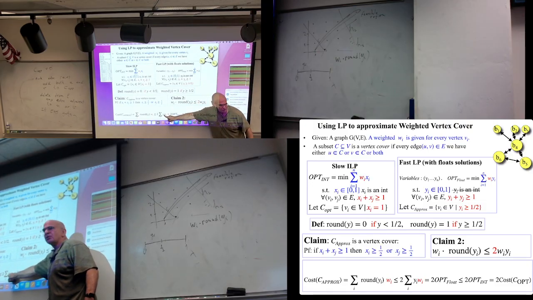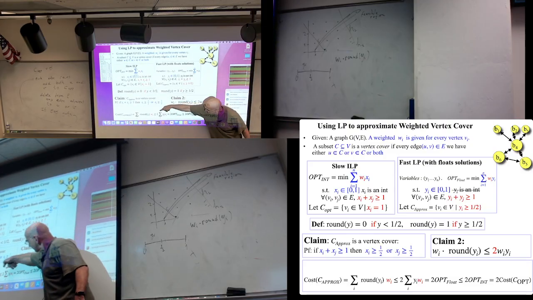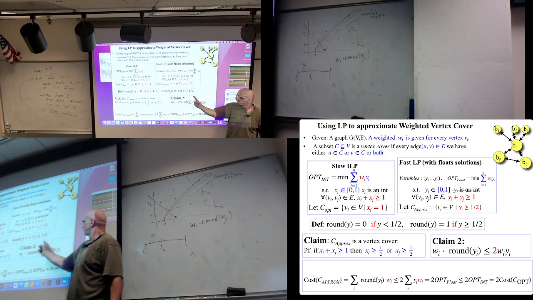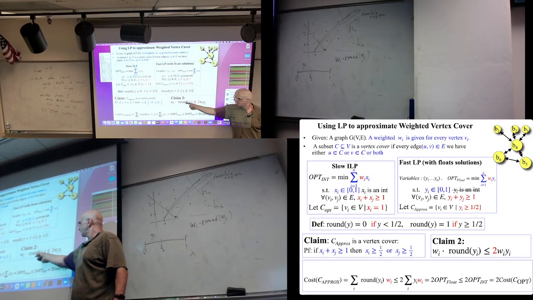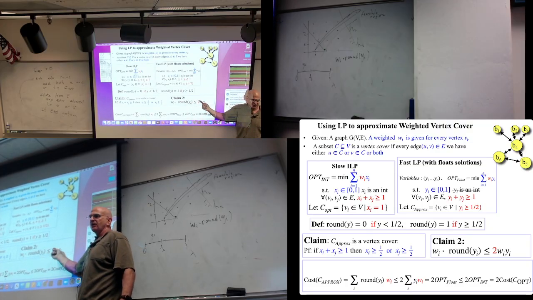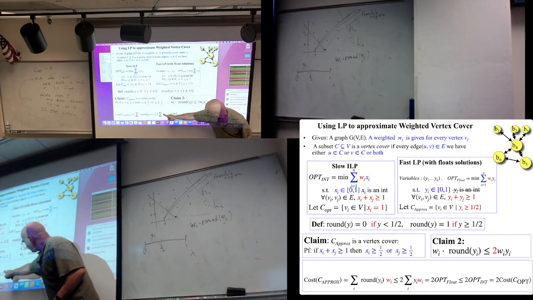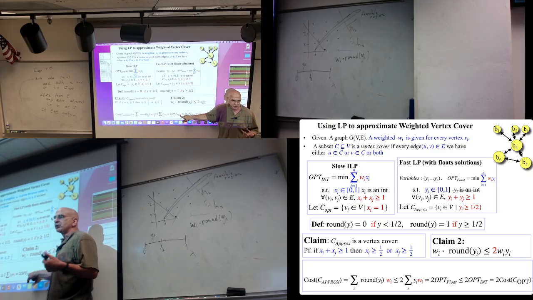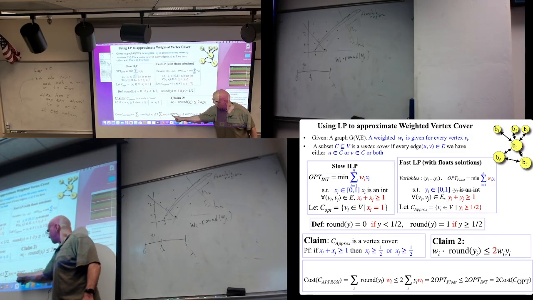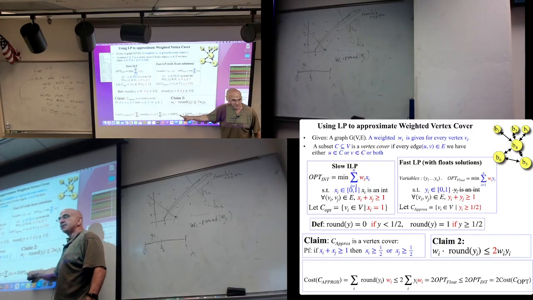Here I'm talking about all the yi's, including ones that are smaller than 1. Still the round, it's true. This claim is true both if the round is 0, where it trivially holds, and if the round is 1. So this sum of yi wi is just the optimal solution to the float problem. And the 2 goes to here, so it's at most 2 times opt of the float.